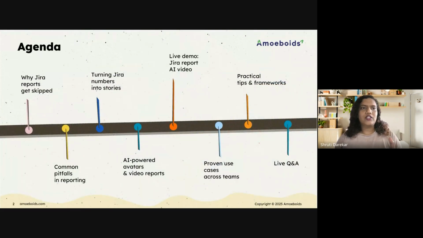Here's today's agenda. First, we'll look into why Jira reports get skipped, and what the common pitfalls in reporting are. Then how to turn Jira numbers into stories, and what AI powered avatars and video reports are. I'll also show you a live demo of how to create these videos, some use cases that are used across teams, and some tips for creating these reports. And then we'll follow it with a live Q&A session.